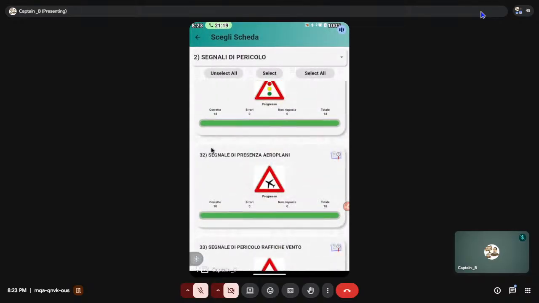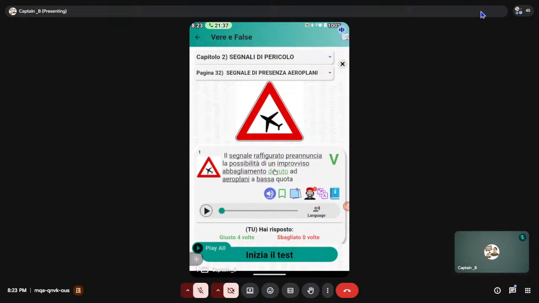Now, it's about the presence of the aeroplane. Aeroplane is what? Plane. Okay. The presence of aeroplane. All right. Good. Pay attention to this question.